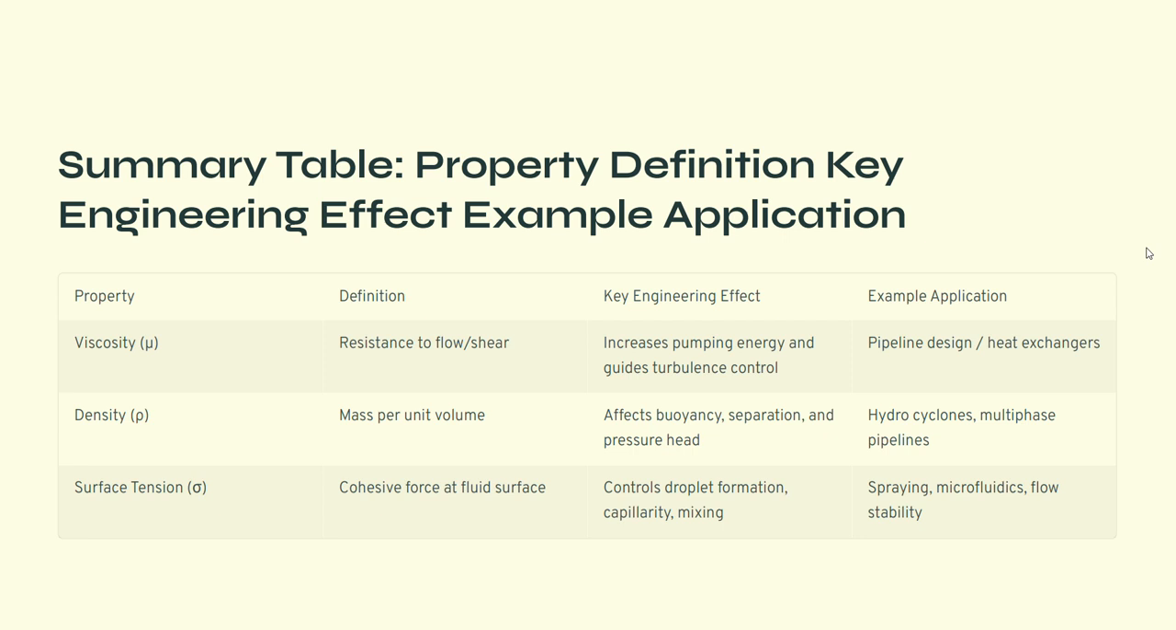And here is the summary table. We can see viscosity and its definition, its key engineering effect, and its example application. So for viscosity, it's resistance to flow, increases pumping energy and guides turbulence control, and pipeline design, heat exchanger for the example. And then for density, the definition is mass per unit volume. It affects separation and pressure head, and an example of it is hydrocyclones, multi-phase pipelines. And finally, for surface tension, cohesive force at fluid surface controls droplet formation, capillarity, and mixing, spraying, microfluids, flow stability.